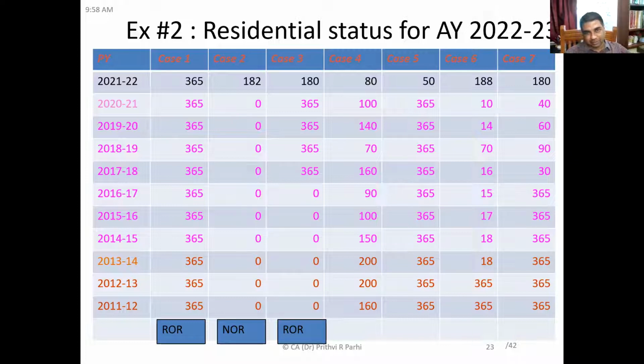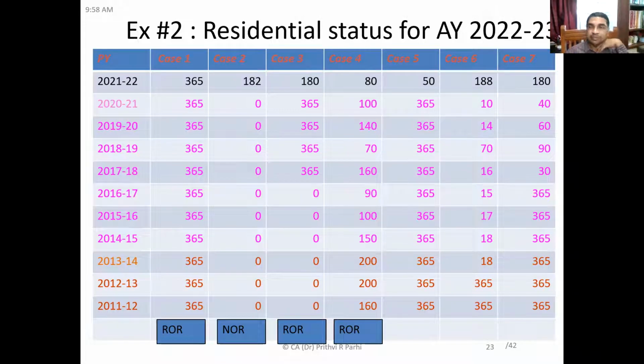Case number 4. Sir, resident but ordinary resident. Oh, you are saying he is a resident. He has not stayed more than 180 days. Sir, 60 days plus 365 days. Very good. He is a resident. If he is a resident, then you see ordinary resident. Okay, he is a resident and ordinary resident.